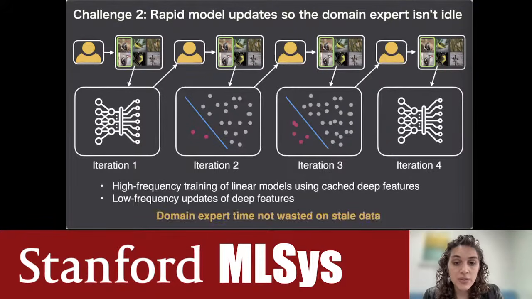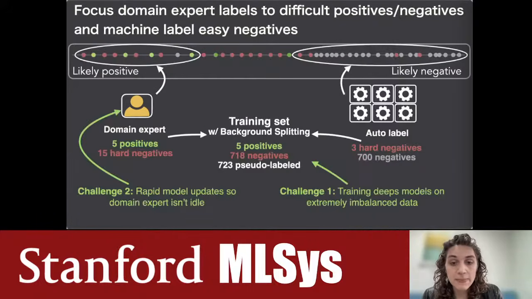So this way, the domain expert's time is always focusing on the hardest or most relevant examples instead of sitting idle or looking at stale data. And so now we can actually update deep models quickly and train on extremely imbalanced data, which makes this approach feasible.